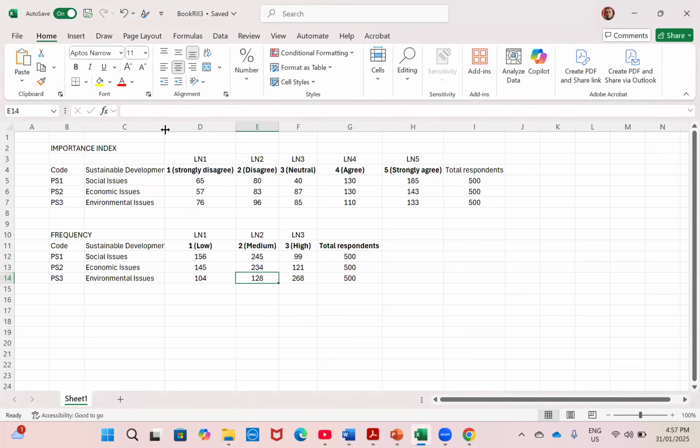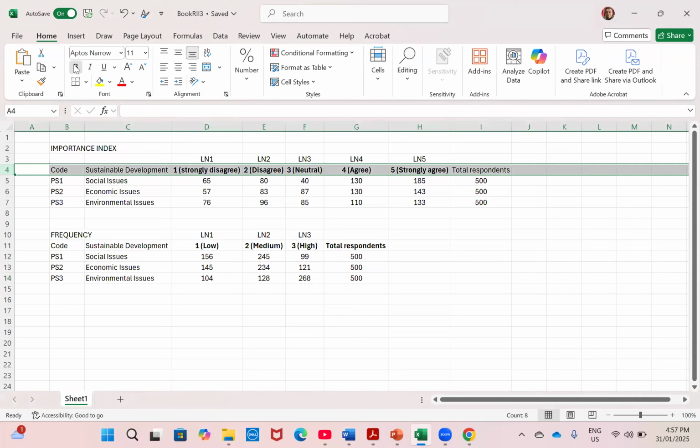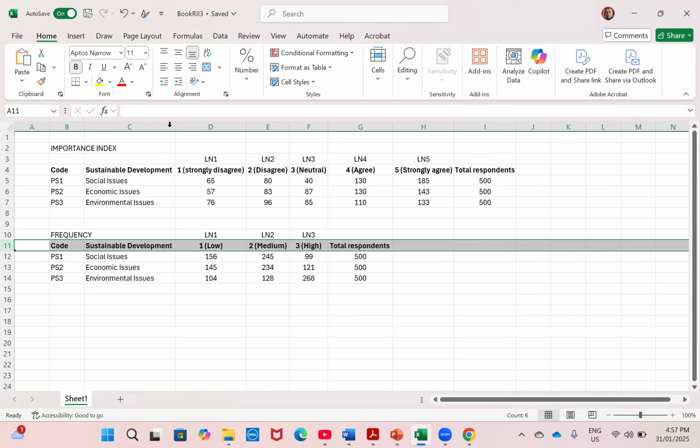This data set is on sustainability. Many of you have heard of sustainability. You have done some studies on sustainability and so forth. In this context, I have just simplified the entire sustainability topic by looking at the 3 key pillars of sustainability. And they are social, economic, and environmental. So social issues, economic issues, and environmental issues.